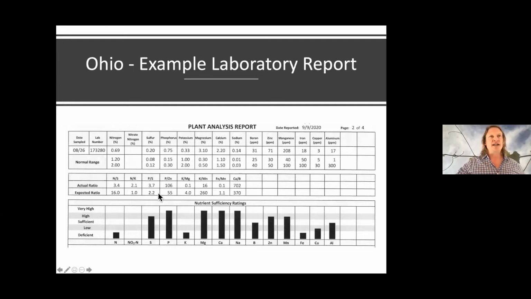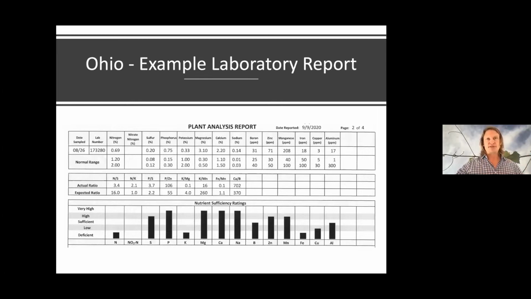When we talk about other deficiencies in this vineyard, potassium's low. It's at 0.33. Near veraison, we want to be closer to 1%, 1.25%. So we could apply potassium starting now and let that potassium work its way into the soil. When I say starting now, I mean right after harvest.